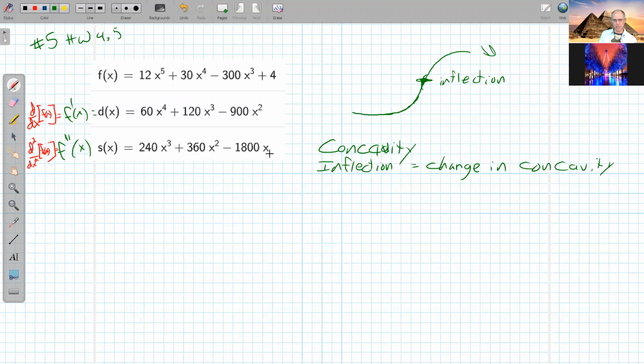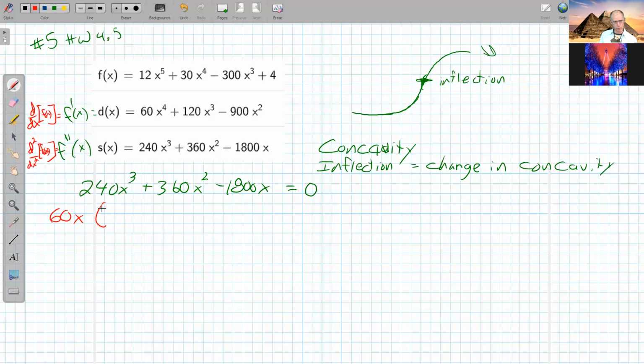That means we look for changes in sign of the second derivative, so we need to know the zeros. So 240 x cubed plus 360 x squared minus 1800 x equals 0. Let's see, what is the greatest common factor here? It looks like it's a multiple of 60 is my guess. So I'm going to try factoring 60 out of each, and I'm going to factor an x out. And then we'll see if we need to factor again.